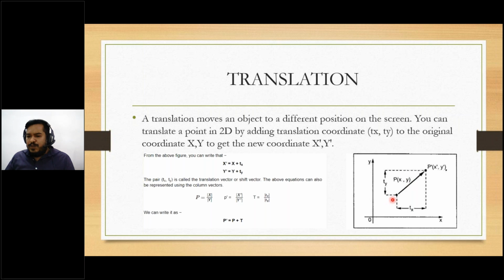then how can we write the expression of the translation? First of all, we need to measure the distance from this point to that point with respect to the x-axis. Let us suppose that the distance from this point to this point with respect to the x-axis is tx. If we write the expression for x dash, then x dash must be written as x plus tx.